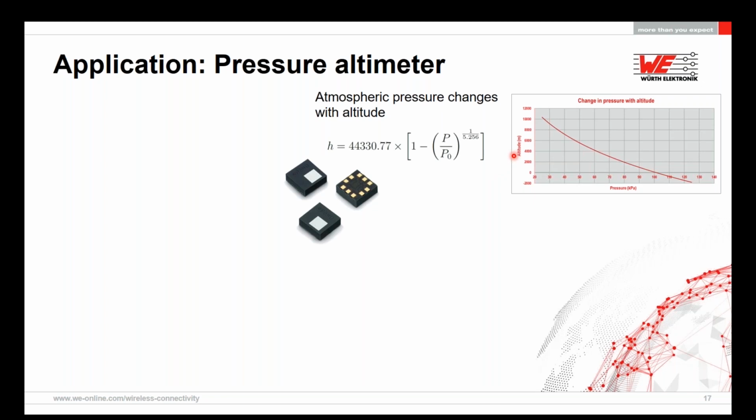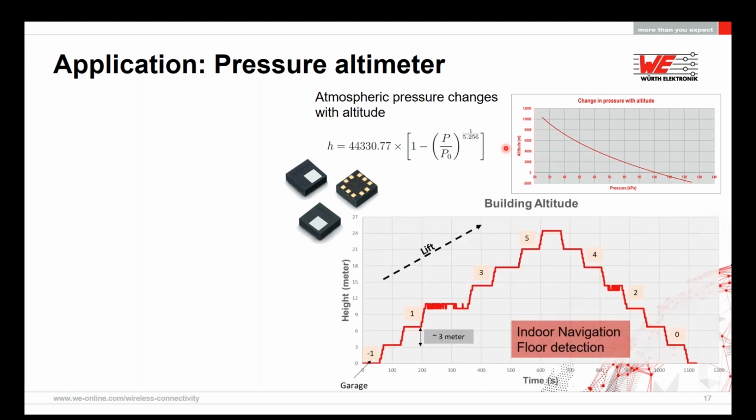Here the temperature changes are not considered, because if we want to measure a height, the temperature changes are not so often seen. So we placed our sensor in a lift and measured the pressure. As you see, the change in altitude is recognized for each floor.